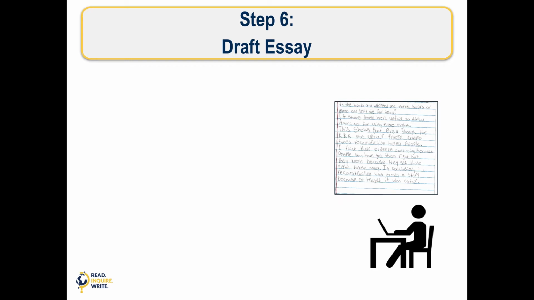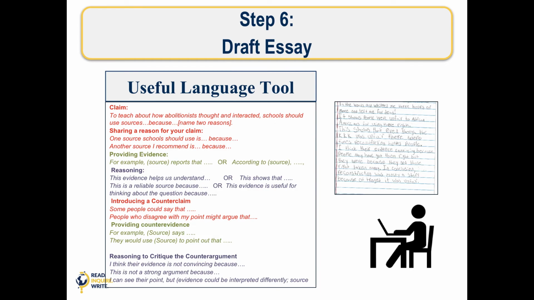Then in step 6, you're ready to write your letter and respond to the central question, how did abolitionists think and interact as they tried to end slavery? Be sure to use the sources you have read to write your response and choose the strongest argument. We know it's sometimes difficult to start writing. That's why we also include a useful language tool. You can look at this tool to choose from examples of how to start your claim, evidence, and reasoning, as well as language to begin your counter-arguments.